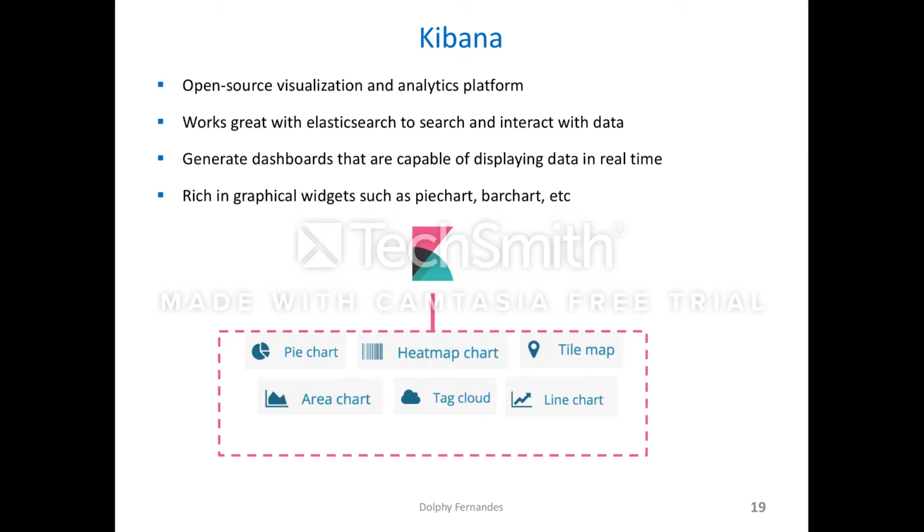Kibana. Kibana is an open source visualization and analytics platform that can be easily hooked up to Elasticsearch so that it can read and interact with data. With the help of Kibana, we can generate dashboards that are capable of displaying data in real time. Kibana is very rich in graphical widgets such as area chart, tag cloud, heat map, pie chart, etc.